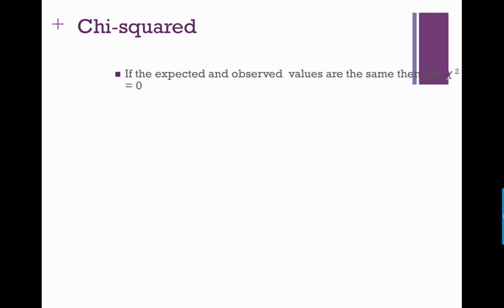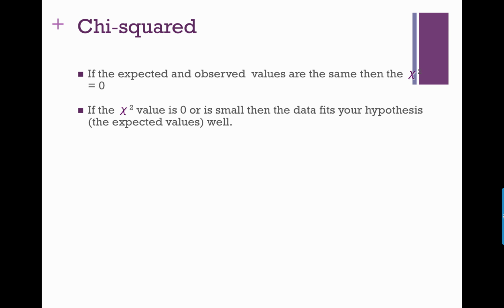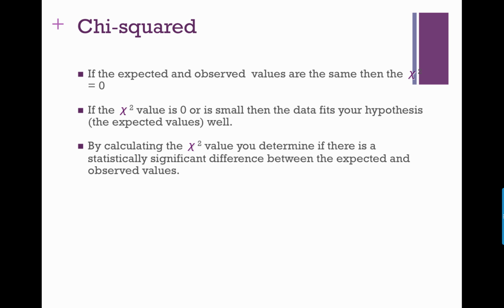If the observed and expected values are the same, then the chi-squared value would be 0. If the chi-squared value is 0 or small, then the data is fitting our hypothesis very well, because the expected values would kind of match. So if we calculate the chi-square value, we can determine if there's a statistically significant difference between what we expect from the Punnett square and what we observe in lab.